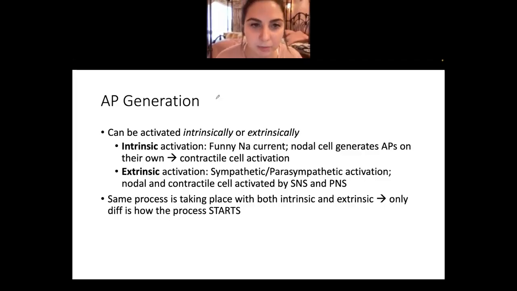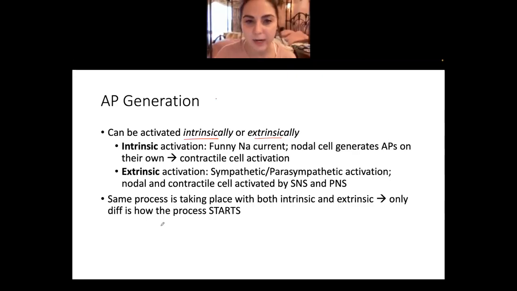So remember, action potential gets generated. Remember, it's intrinsic and extrinsic. Intrinsic is your funny current. This is your automaticity. This is all that stuff happening. Extrinsic is your nervous system, like sympathetic, parasympathetic. This is your G proteins. Okay, we talked about that. So basically, the same thing is happening, whether it's intrinsic or extrinsic. You have the same result. It's just the trigger is going to be different.